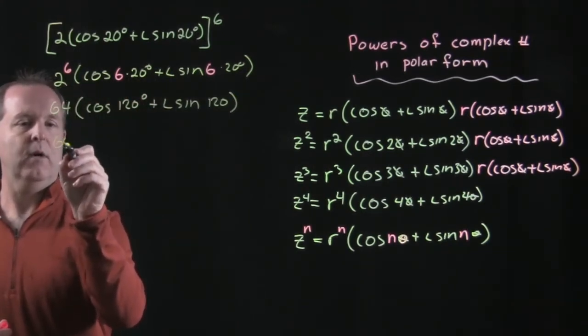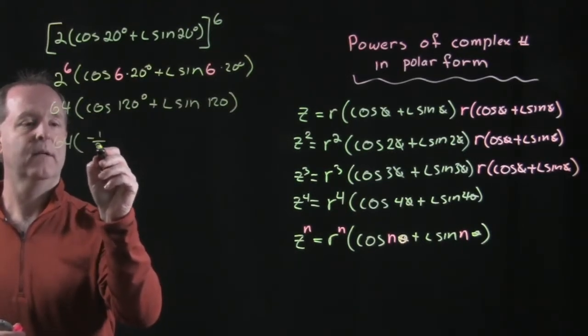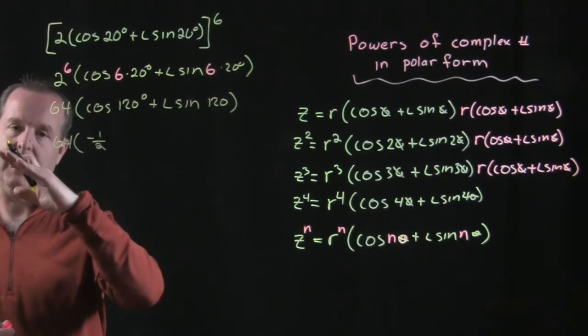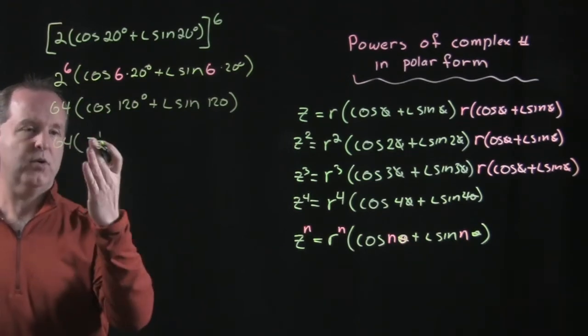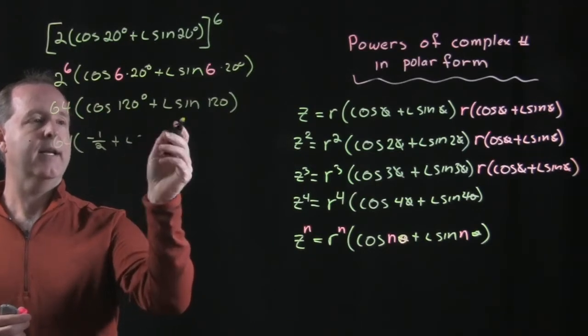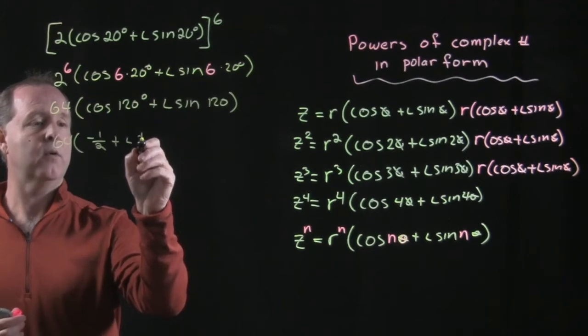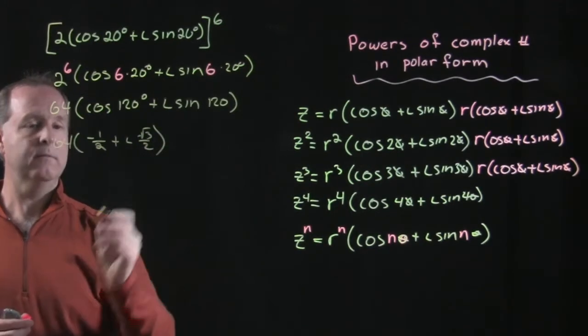So that's 64. Cosine of 120 degrees is a minus 1/2. Remember, that sweeps over into the second quadrant. Cosines in the second quadrant are negative. Plus I times the sine of 120, also in the second quadrant, so it's a positive value of root 3 over 2.